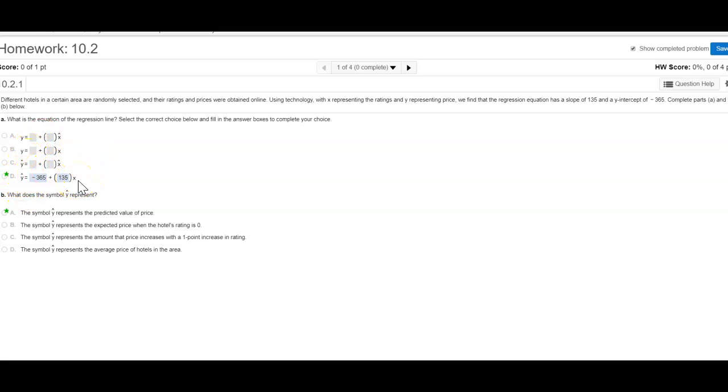X is X because it's based on the actual ratings that we have. The y hat is our approximation for y based on X. So that's the symbol choice that we have. They're not both hats. The X isn't a hat. They're not both regular. The y is the hat and the X is just plain X. And the symbol y hat represents the predicted value of price.